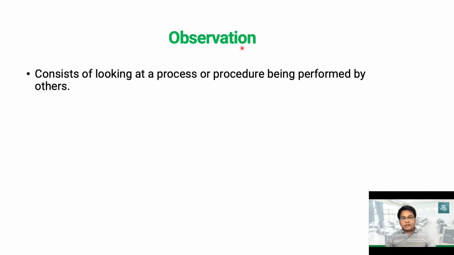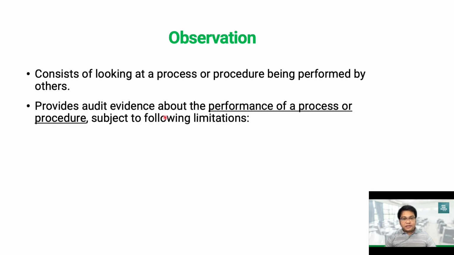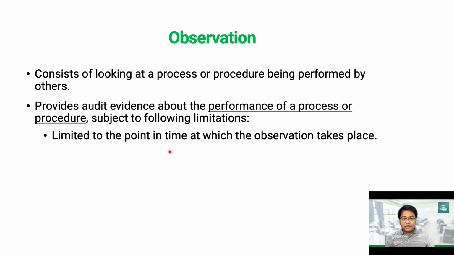So next, another audit evidence here, we have observation. Observation consists of looking at a process or procedure that is being performed by others. Like for example, the personnel of the client performing a certain process. Now, it provides audit evidence about performance of a process or procedure, but it is subject to certain limitations. So number one, it is limited to the point in time at which our observation took place. So that is why, for example, we observe the client's process this year.